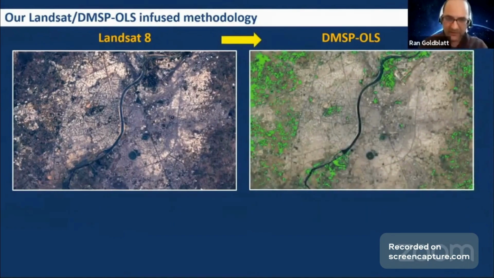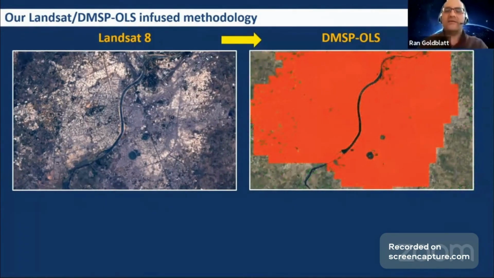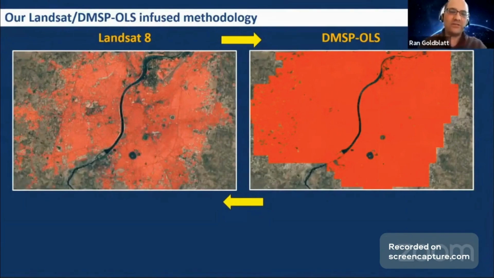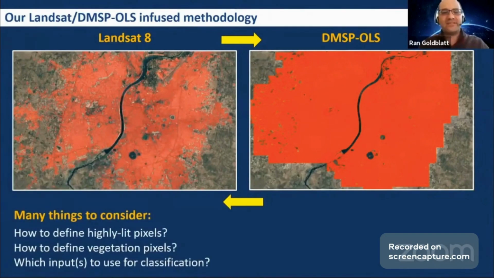We use Landsat 8 to detect areas of vegetation and bodies of water. We take this data, we mask it out from the highly lit pixels, we throw the points, train a classifier, and then classify the built-up land cover in a high resolution using Landsat 8 as input. But there are many things that we need to consider. As I mentioned, how do we define a highly lit pixel? What is the threshold to define a pixel as highly lit?